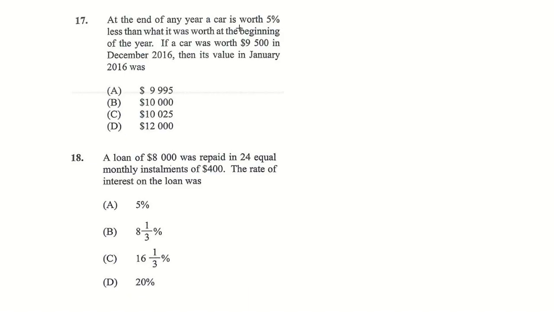Right. At the end of the year, the car is worth... This is a repeated question. At the end of the year, the car is worth 5% less than what it is worth at the beginning of the year. If the car was worth 9,500, then at the beginning of the year, it was 10,000. Right? A loan of 8,000. This is our next repeated question. The interest was 1,600, and it was 1,600 over 8,000 multiplied by 100, which is 20%.